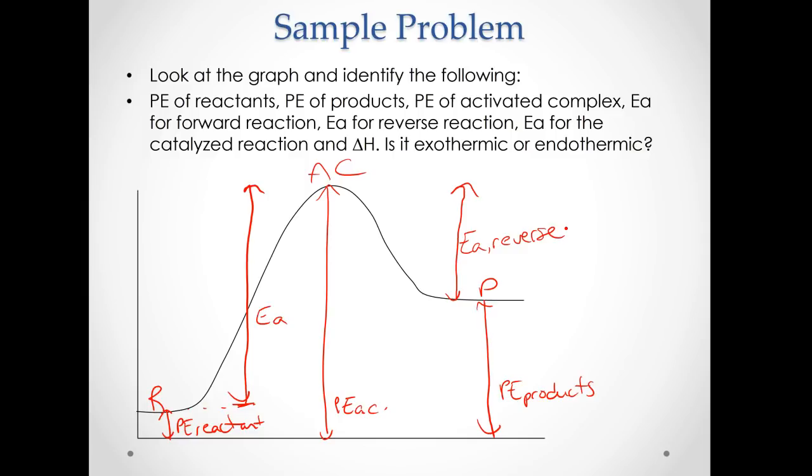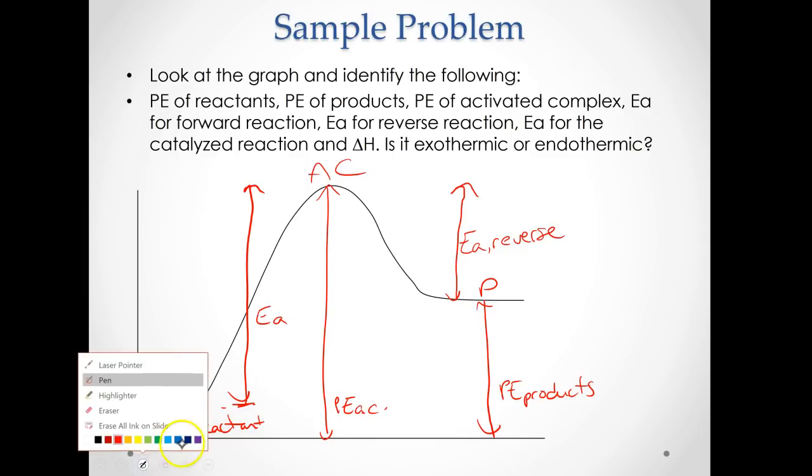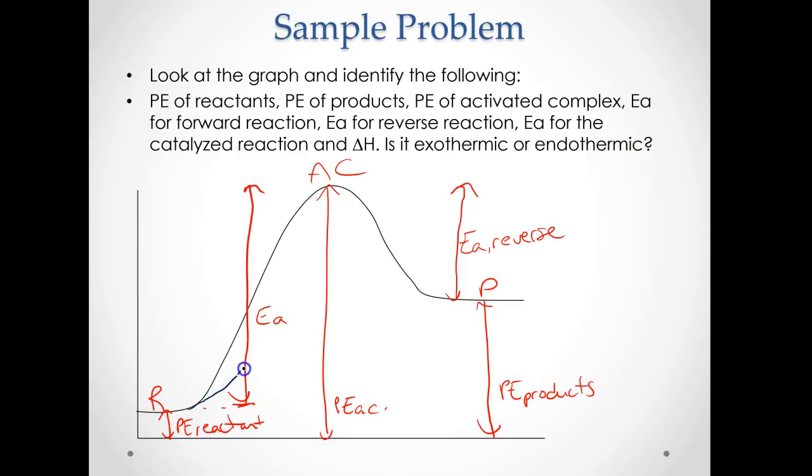And then if I put a catalyst in here, I'm going to do that in a different color. What a catalyst does is it makes the hill smaller. So if I was to put in the activation energy for the catalyst, it is much less than the activation energy for the normal reaction. Delta H is the difference between where the products and the reactants are. And overall, this one is endothermic.